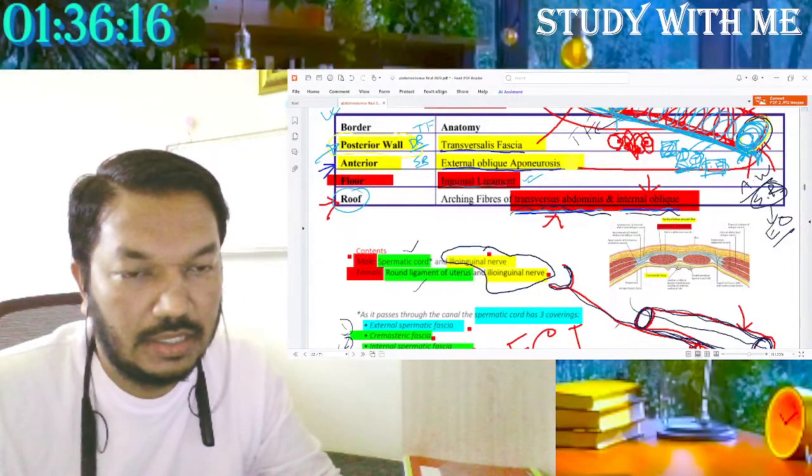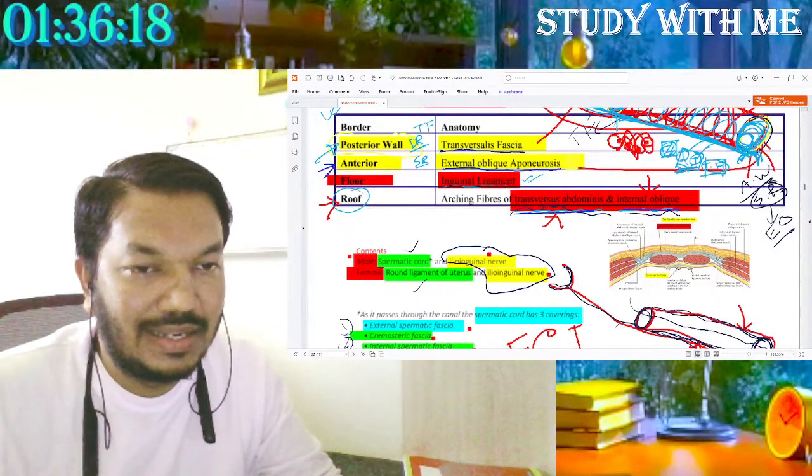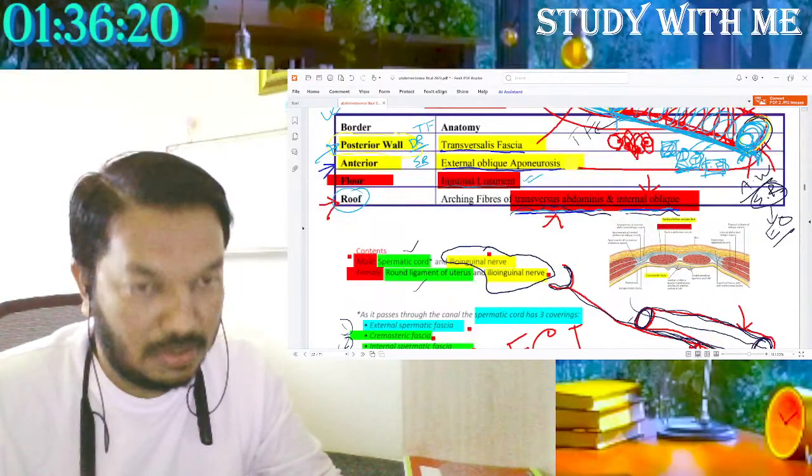No, no. Rectus sheath only covers the rectus abdominis muscle.